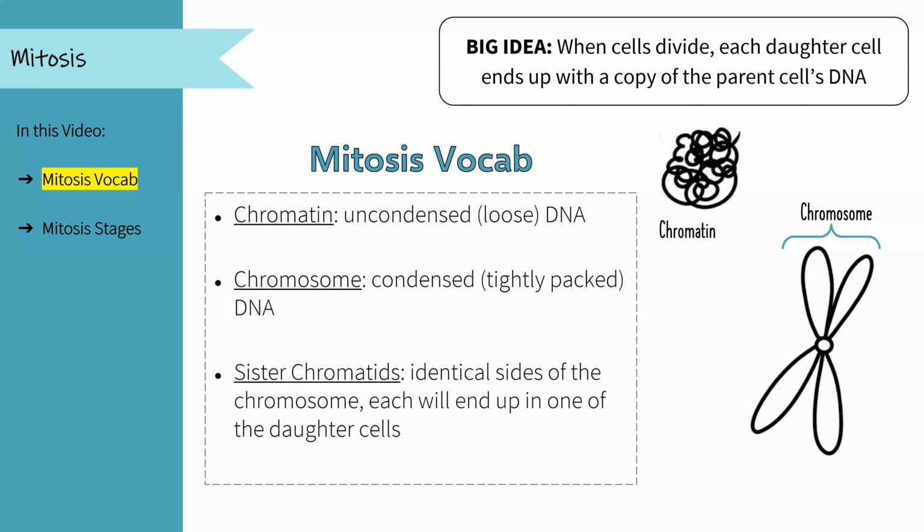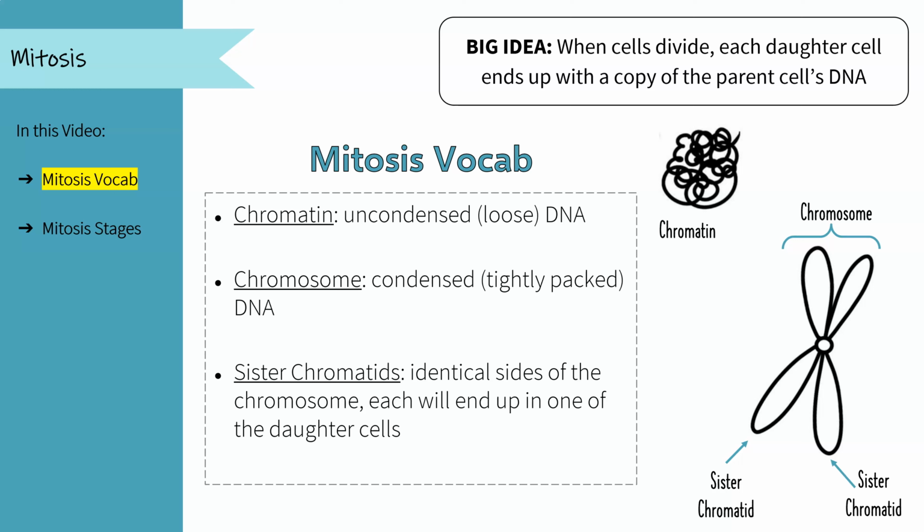You'll notice that this chromosome is represented as an X, which is often how we draw them. We talk about the two sides of this X, and we call each side a sister chromatid. The two sides are identical. In S phase, we replicated our DNA, and so now we have two sets of identical DNA. One of these sister chromatids, one set of DNA, is going to end up in one of the daughter cells, and the other will end up in the other daughter cell.